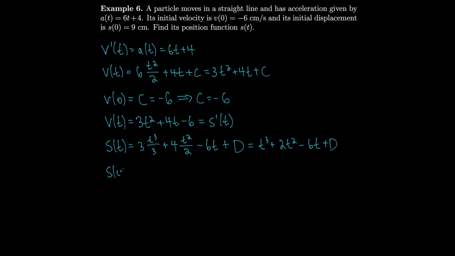So let's use the fact that s of 0, they told us, was 9. So s of 0, if we plug in 0, this is gone, this is gone, this is gone. We just have d. So that must be equal to 9, so that means that d must be equal to 9. So now we know what our constant is. S of t must be equal to t cubed plus 2t squared minus 6t plus 9. And that's our position function.